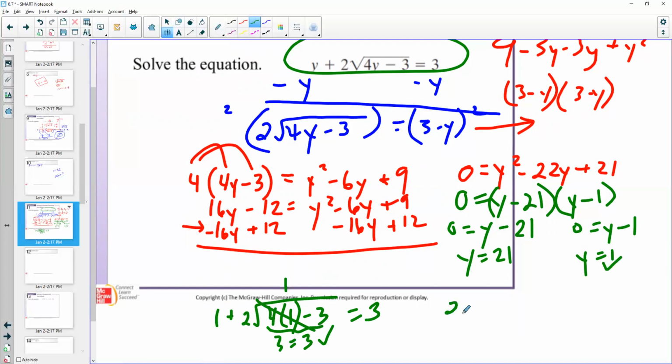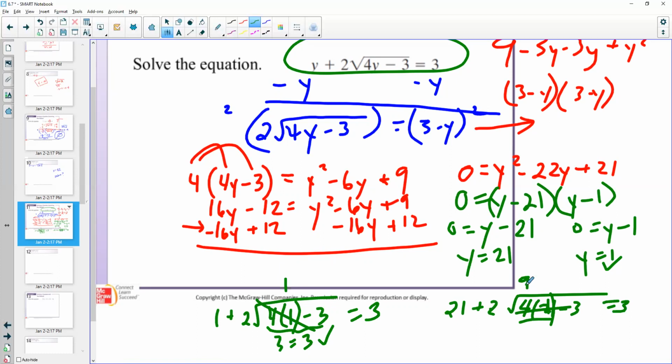And then I'm going to do 21 plus 2 radical 4 times 21 minus 3 equals 3. So let's see. 4 times 21 is 84, minus 3 is 81. So that's 81. The square root of 81 is 9. 2 times 9 is 18.